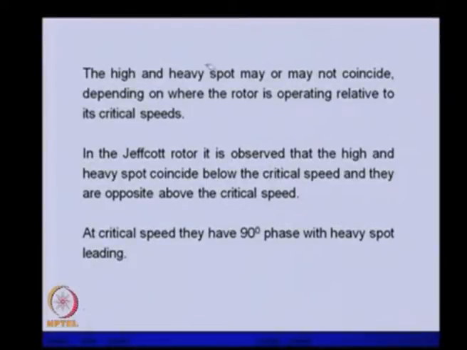The high and heavy spots may or may not coincide depending upon whether the rotor is operating relative to the critical speed. In a Jeffcott rotor, the example which I showed in the previous slide, it is observed that the high and heavy spots coincide below the critical speed, and they are opposite above the critical speed. At critical speed, they have a 90° phase with the heavy spot. This kind of phase we already saw at the very beginning of these lectures when we considered the Jeffcott rotor.